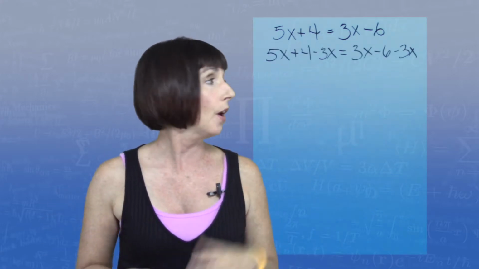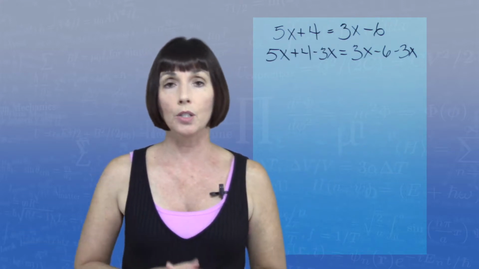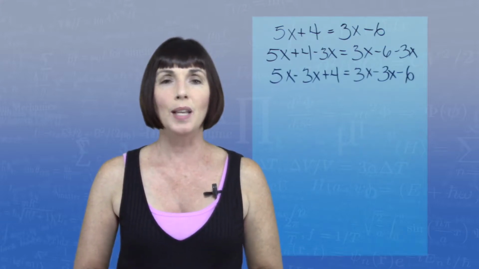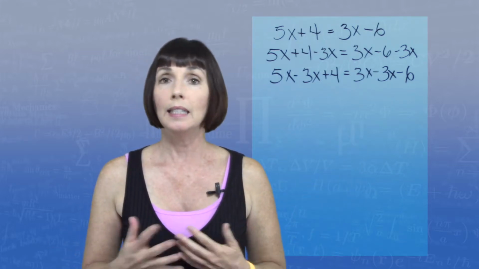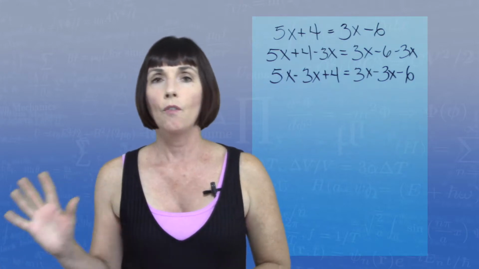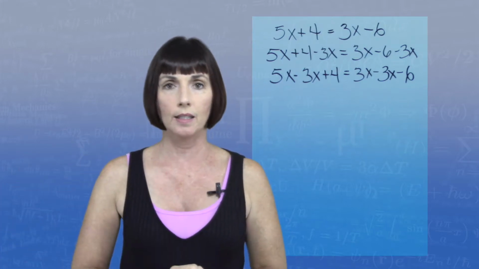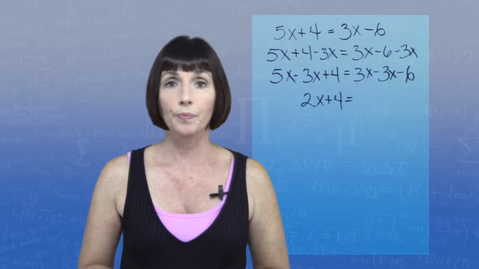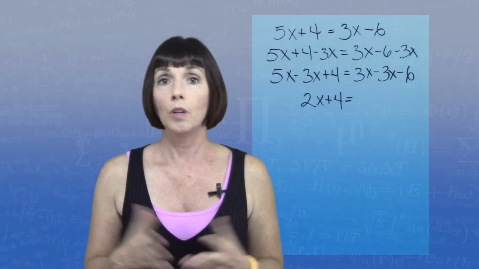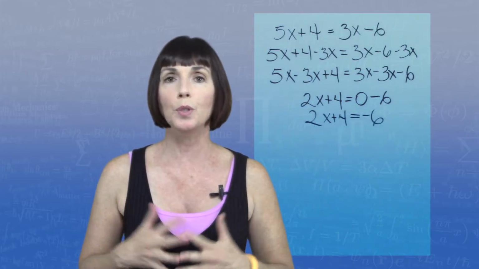So on the left, we have 5x plus 4 minus 3x equals 3x minus 6 minus 3x. Let's rearrange this a little bit so it looks a little bit better. On the left, we have 5x minus 3x plus 4 equals 3x minus 3x minus 6. Okay, on the left, 5x minus 3x. You have 5 x's, I take away 3 x's, that leaves you with 2 x's. So on the left, we just have 2x plus 4. Now on the right, we have 3x minus 3x. That's just 0. So on the right, we have 0 minus 6. So now our equation becomes 2x plus 4 equals minus 6.